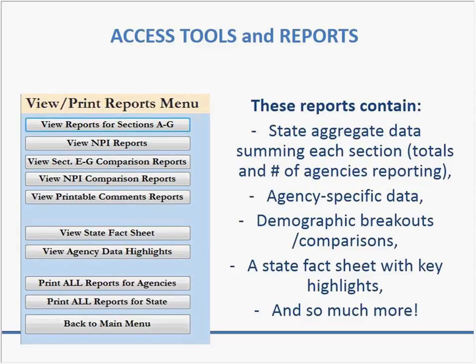Okay, the additional tools and reports. Within this menu, there are state aggregate data reports that are summing up each section. There's agency-specific data reports. There's demographic breakouts and comparisons. This is where you can find your state fact sheet, and the agency data highlights. You can print reports for all agencies. You can print reports for the state. There's just a wealth of different ways of looking at the data in this particular menu.